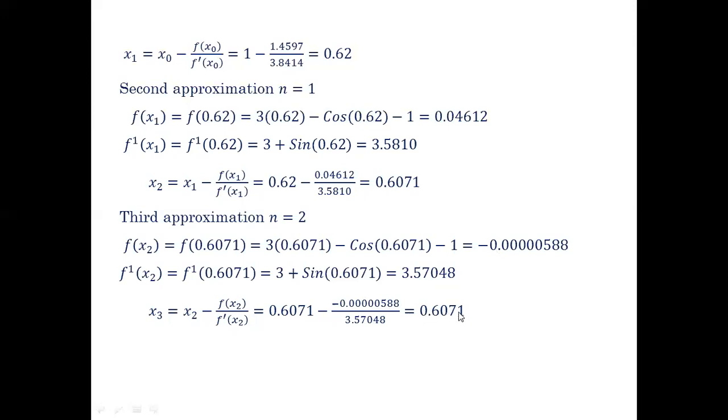You just compare the value of x2 and x3. They are similar. Therefore, x2 is equal to x3. Therefore, the required solution is 0.607. They're asking for 3 decimal places, therefore 0.607.